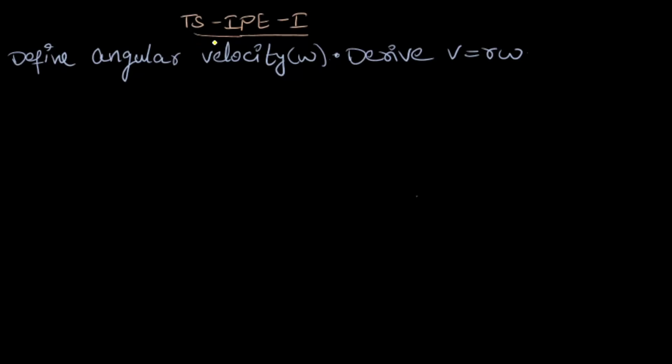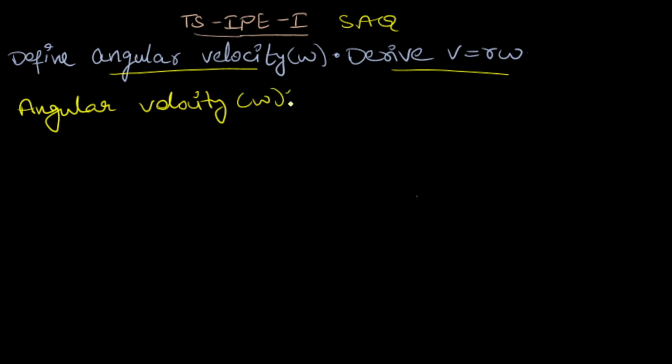In this lecture I am going to explain one more important short answer question for your TS IPE first year examination, and the question is: define angular velocity, which is denoted with omega, and derive the relation V equals R omega. What is angular velocity? Let's define angular velocity.